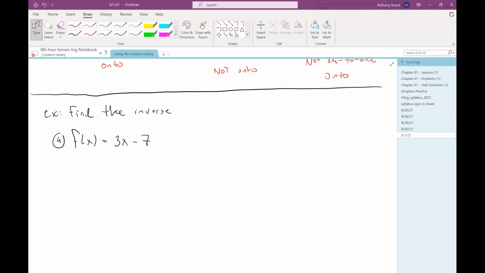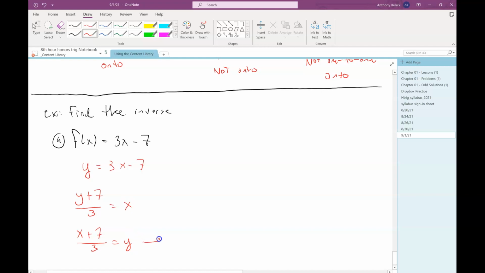So here's the way that I like to do this. I'm going to start by replacing my function notation with a y equals. And then I'm going to use algebra to get the x by itself. So in this case, I would add 7 and divide by 3. And then I'm going to swap the x and y variables. So I'm just going to change the name of all my y's to x and all my x's to y's. And then I'm going to put it back into function notation. So instead of y equals, I'll write f inverse equals.